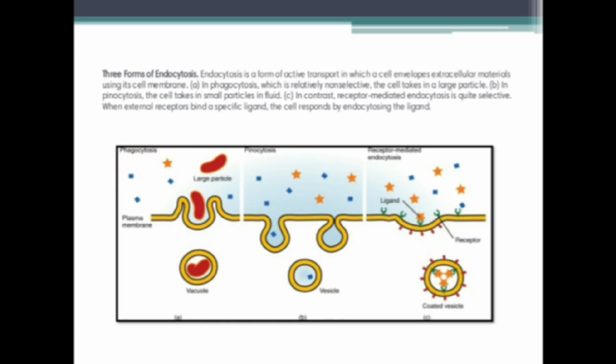First form, in phagocytosis, which is relatively non-selective, the cell takes in a large particle. Second form, in pinocytosis, the cell takes in small particles in fluid. Third form, in contrast, receptor-mediated endocytosis is quite selective. When external receptors bind a specific ligand, the cell responds by endocytosing the ligand.